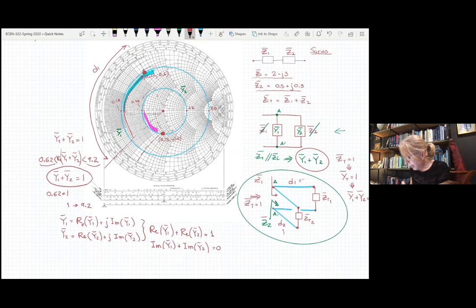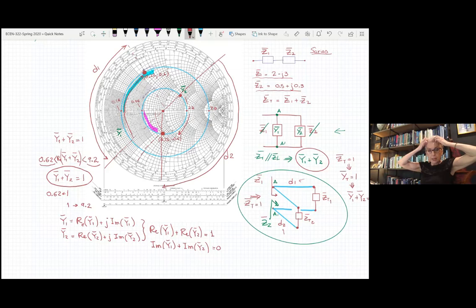And for D2, I will have to go from here to down there. So I will have to go also towards the generator. And the distance is going to be given by this, D1 and D2. So that's how I solve a problem like this.